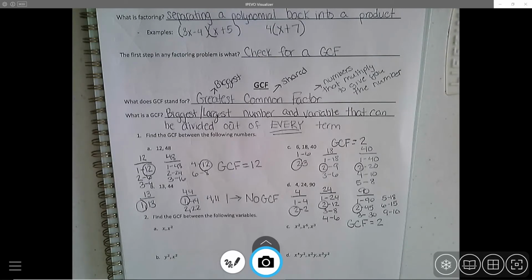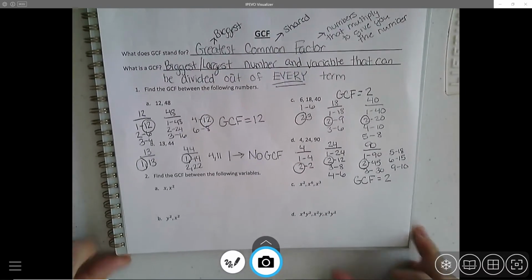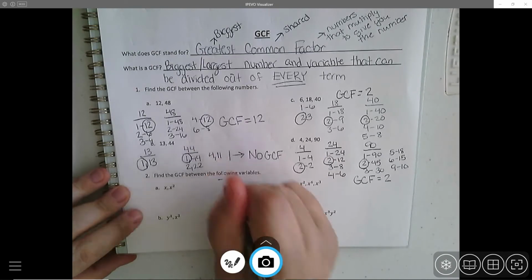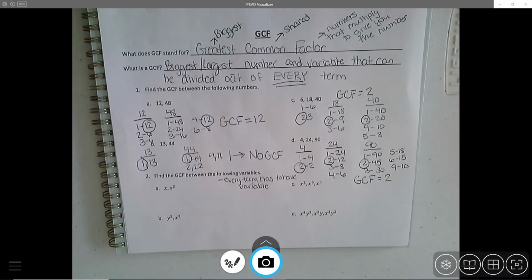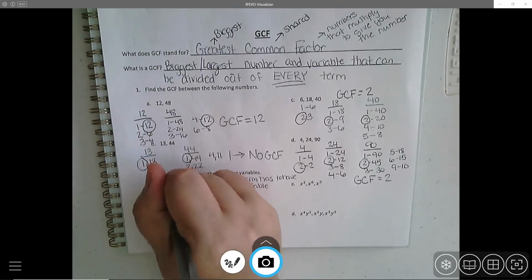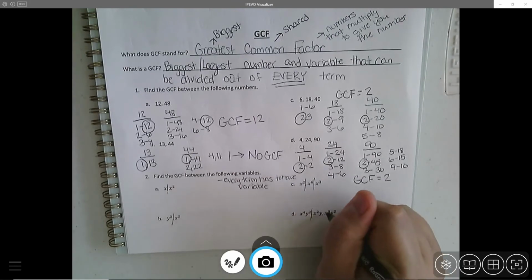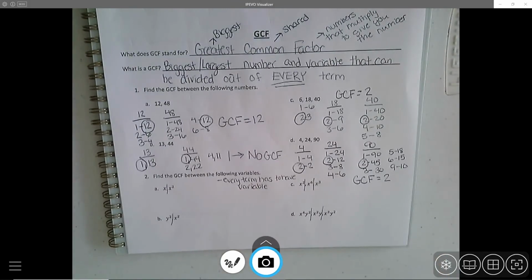So now, what we're moving into is GCF between variables. This is an interesting one, because to find a GCF of a variable, there's a couple things that you have to look for. Okay, so to determine a GCF with a variable, every term has to have that variable. Okay, and you're going to notice our commas separate our different terms on these problems. So I'm going to just draw lines where the commas are to separate into the different terms.